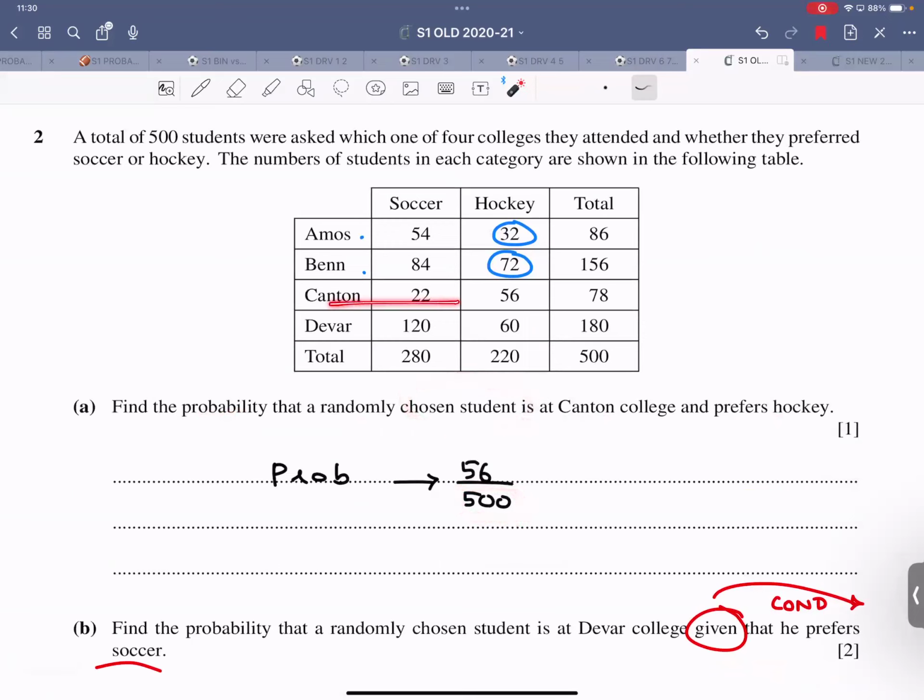Prefers hockey, C and hockey. This is 56. Basic question, 56 over 500. No need to simplify because they're not asking us to. So why should we waste our time?